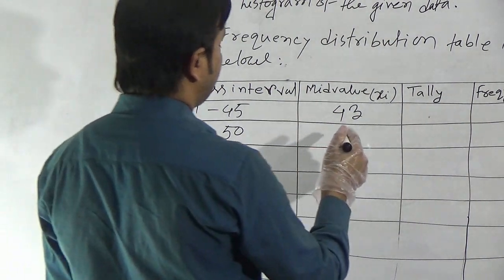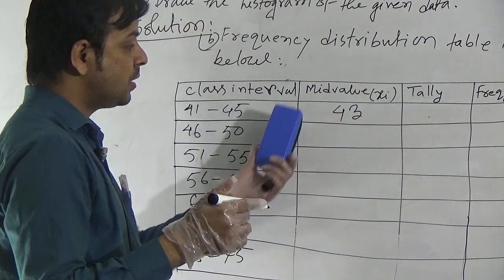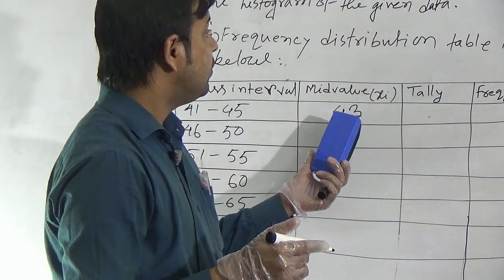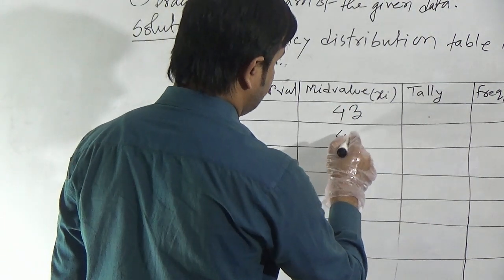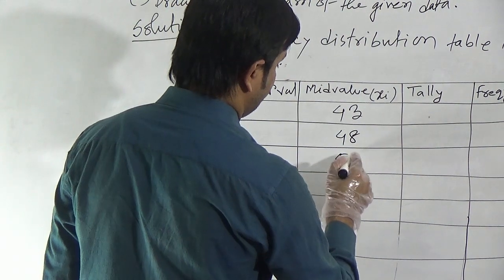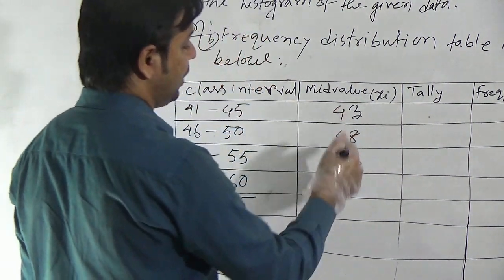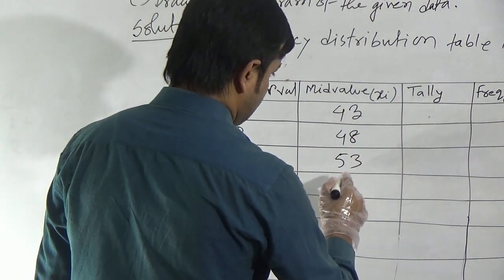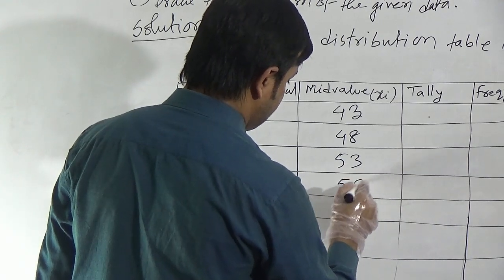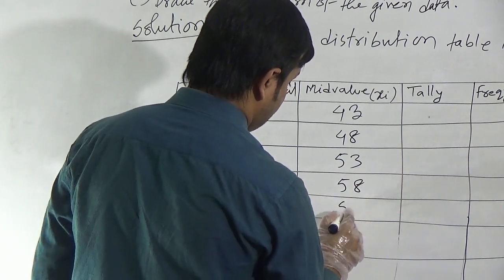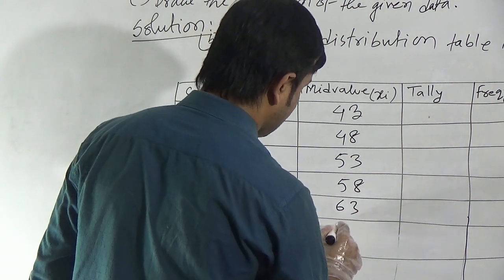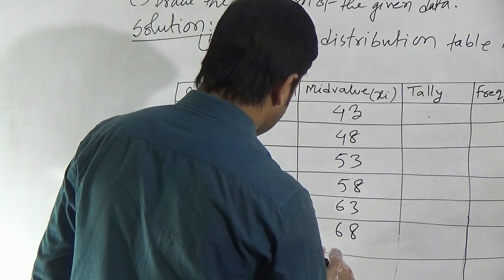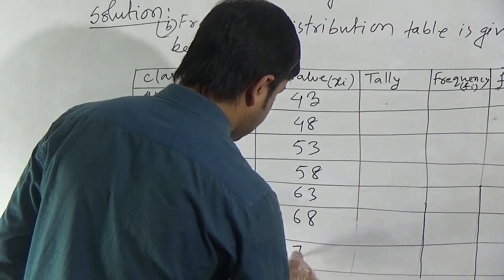Now the mid value for the second class is just 5 more, as 5 is the class interval. So this will be 48. So this will be 53. Every time we have to add 5. Now 58. Then 63. 68. Then the last one is 73.